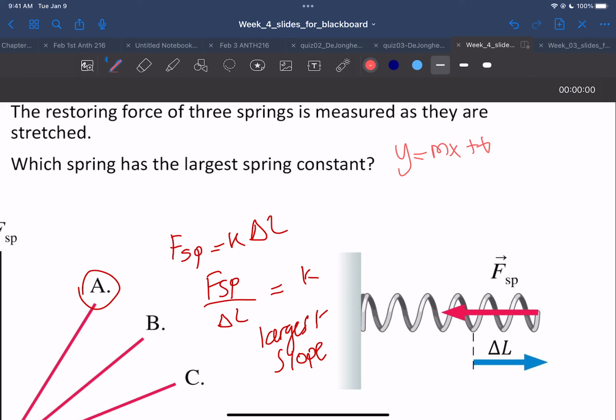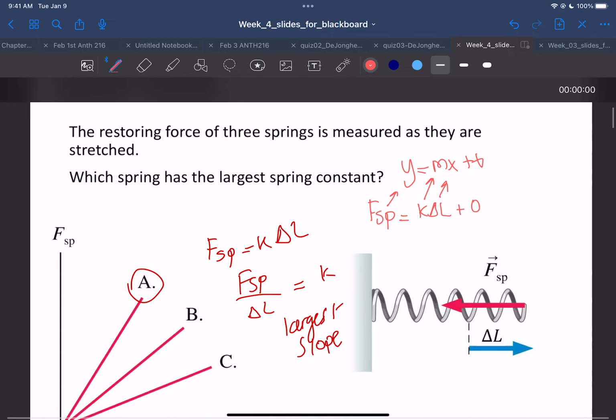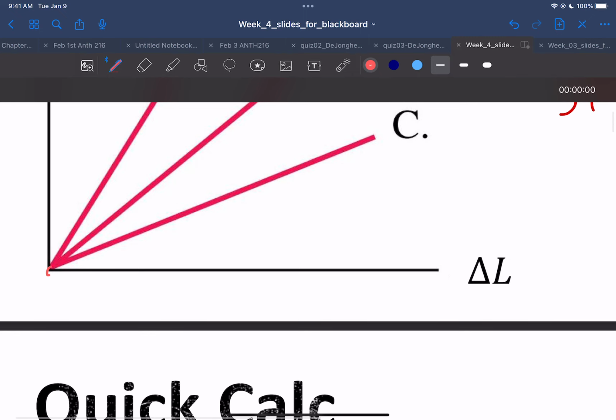Well, if it is y = mx + b, we have F_sp = kΔL, where k is a specific constant, the spring constant. We can see really quickly that things match up with the linear equation right here. So y is your spring force, k is like your slope, and ΔL is the variable we're changing, the displacement of the spring. That's our x, and then our b would be 0. That's our y-intercept, which makes sense because everything starts here at 0.